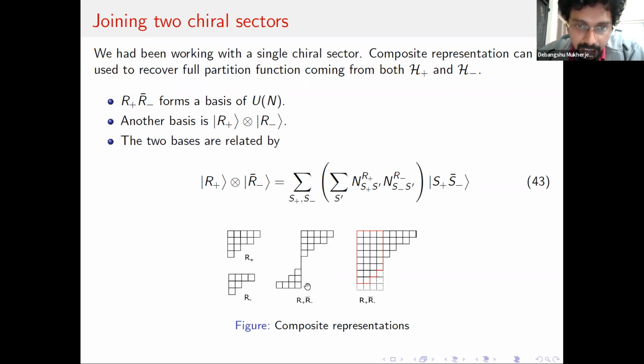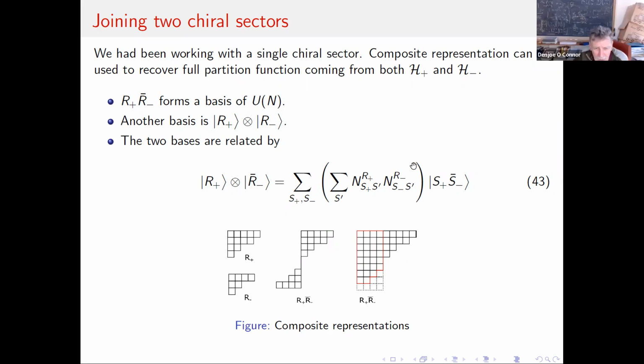The total length of this particular column must be capital N, which is the rank of the gauge group. The composite representation is essentially obtained by filling this up and then finally removing the r minus bar sector. So what you have here is the composite representation coming from the two representations r plus and r minus. Another basis for the full Hilbert space, as you would have expected, is simply the tensor product of the two sectors of the r plus and r minus states that we constructed.